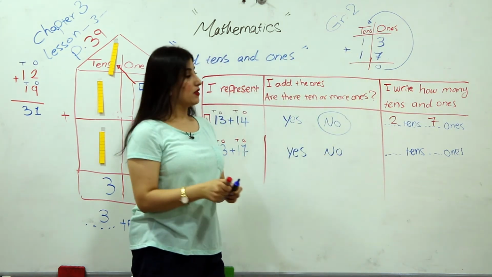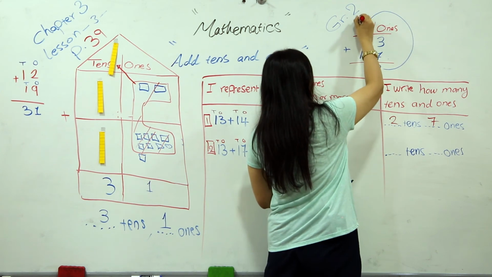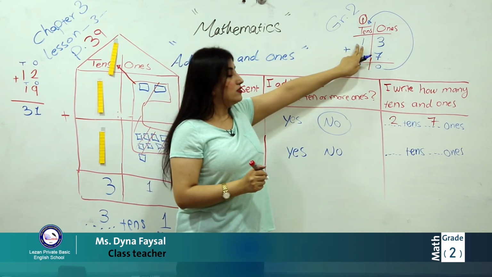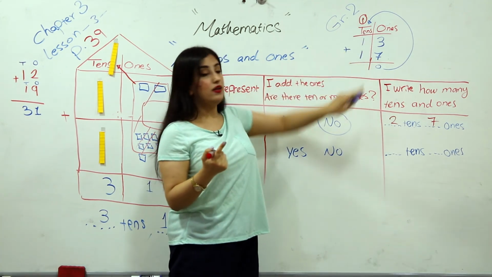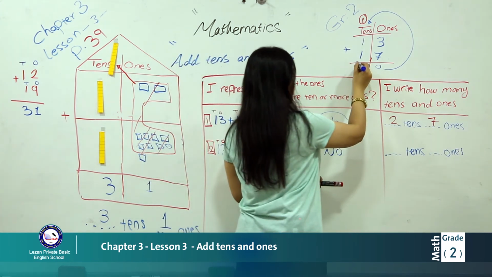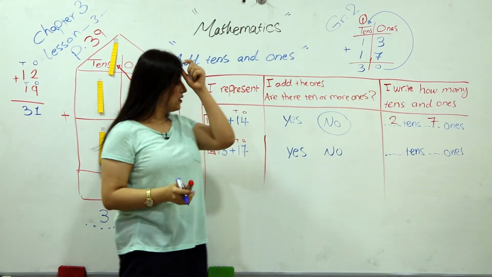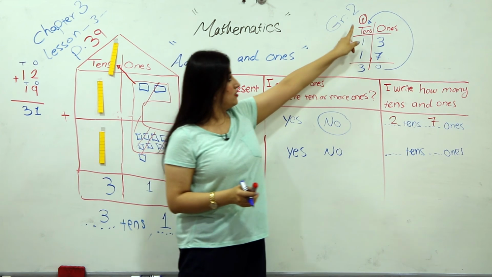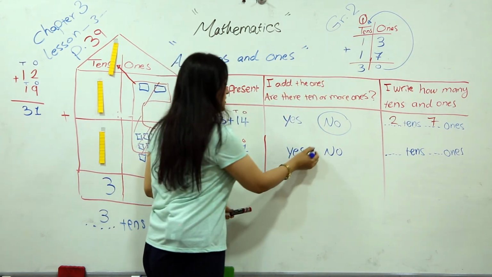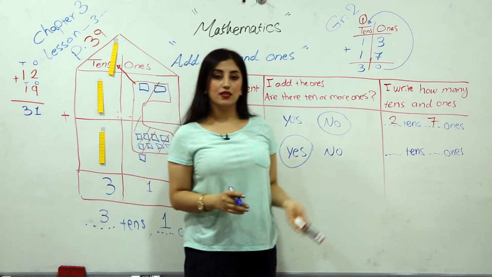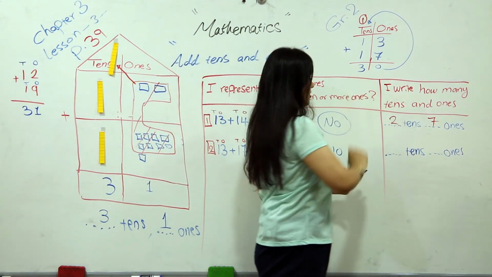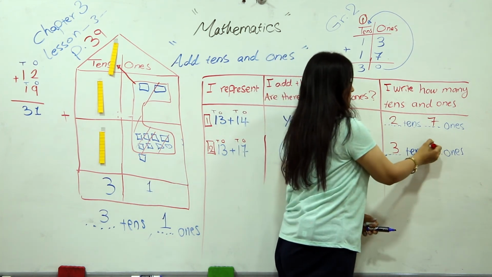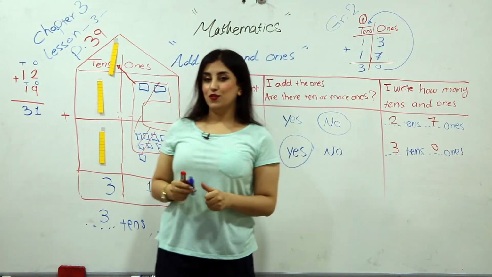So we do what? We regroup, okay? So what do we say? 1 plus 1 is 2, 2 plus 1 is 3. So, are there 10 or more ones, more than 9? Yes, because we did regroup, okay? We say yes. And how many tens and ones do we have? 3 tens and 0 ones.